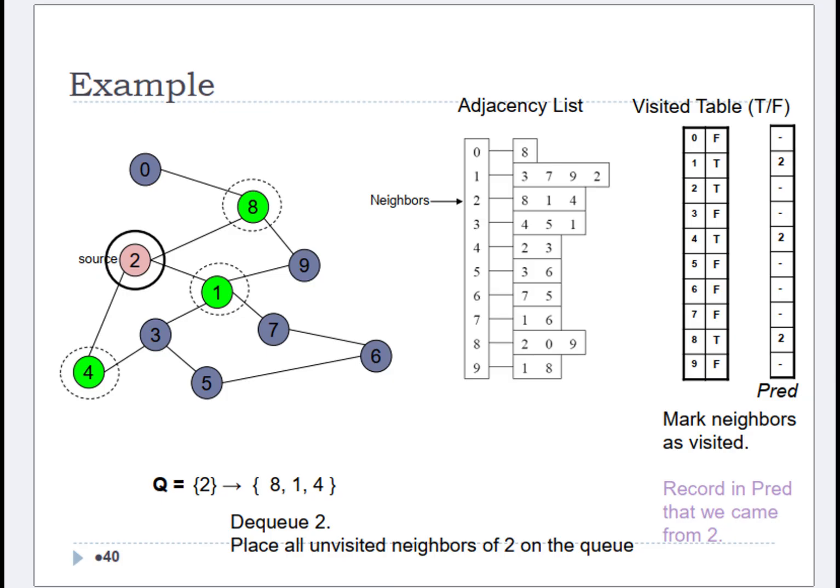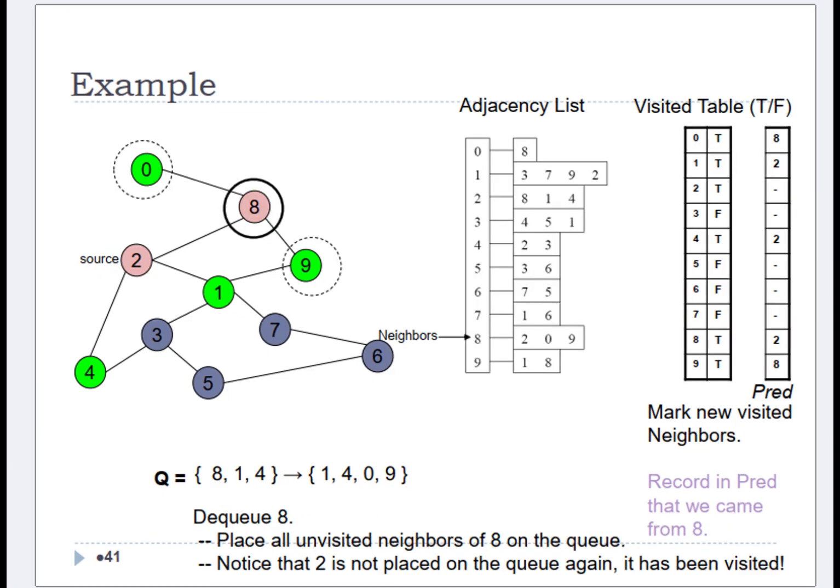Place all unvisited neighbors of 2 on the queue. Example: adjacency list, visited table T/F, source, pred, Q equals 8, 1, 4 → 1, 4, 0, 9. Mark new visited neighbors. Record in pred that we came from 8. Place all unvisited neighbors of 8 on the queue. Notice that 2 is not placed on the queue again, it has been visited.